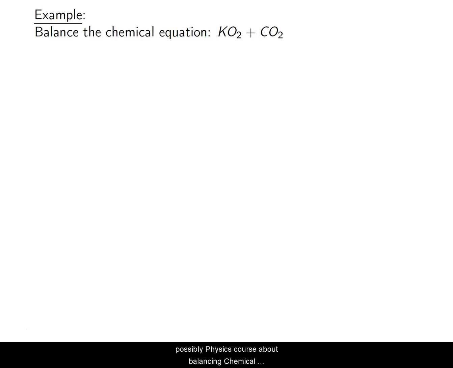So for this example, we are going to balance a chemical equation. Okay? So now we're moving on to the chemistry side of things, possibly a physics course might talk about balancing chemical equations. So our chemical equation is that we have a potassium superoxide and a carbon dioxide, and we are changing it into K2CO3 and O2, a covalent oxygen molecule.